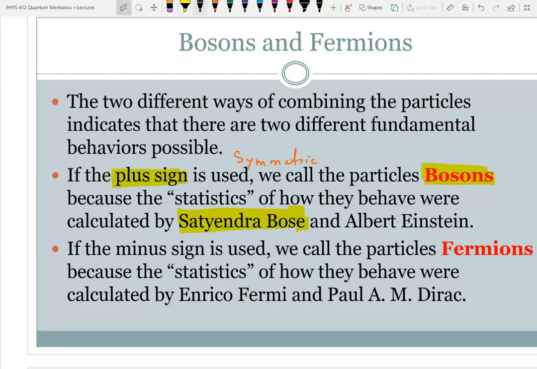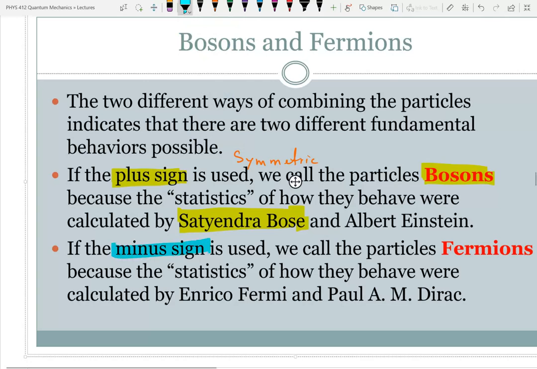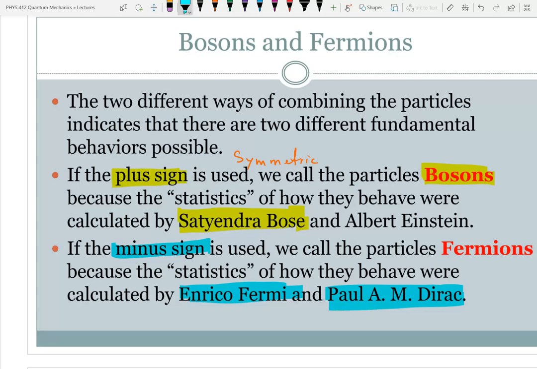Now, the minus sign is the anti-symmetric solution, and those are named after Enrico Fermi. I don't know about the sharing of work between Fermi and Dirac, but those are the anti-symmetric solution.